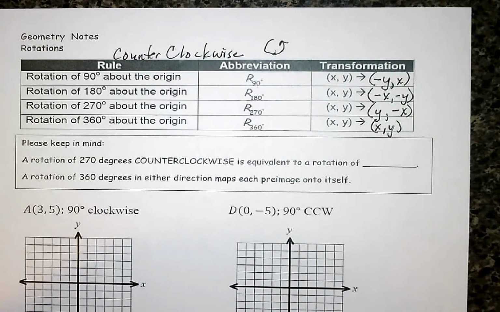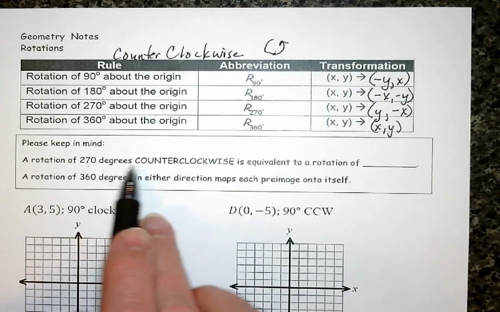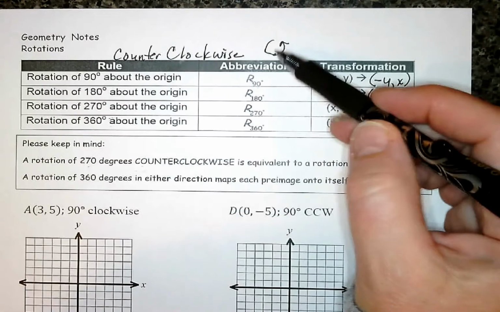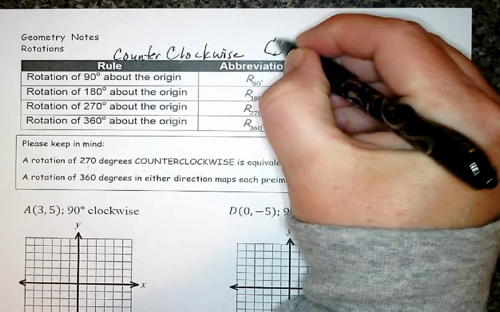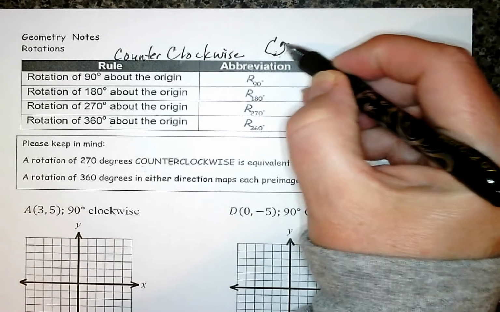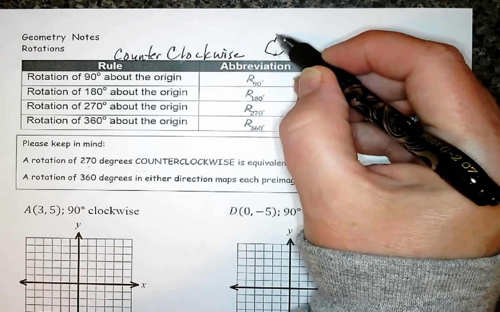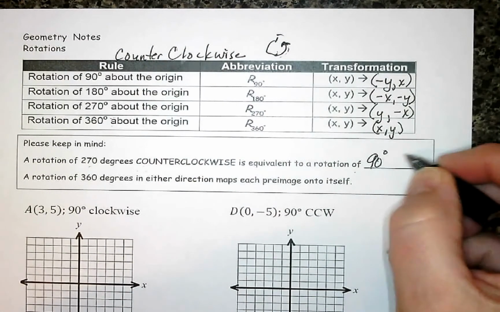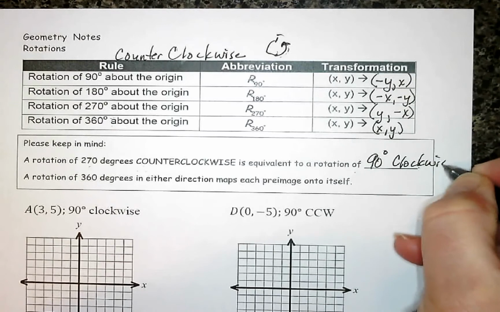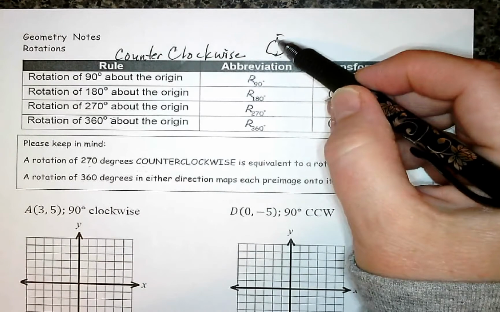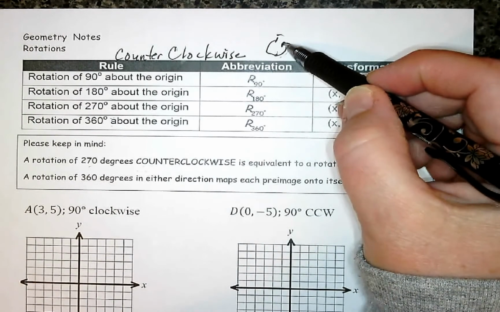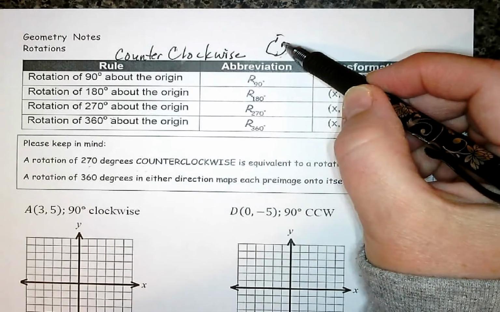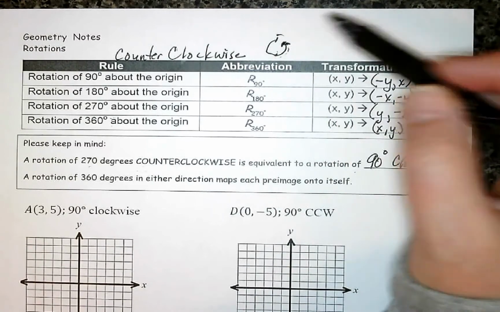A couple of things to keep in mind. A rotation of 270 degrees counterclockwise is equivalent to a rotation of, so if I'm going up here to my little example, if I go from here 270 degrees to about here, that's the same thing as going 90 degrees clockwise. So let's look at that again. 270 degrees counterclockwise is the same thing as 90 clockwise.